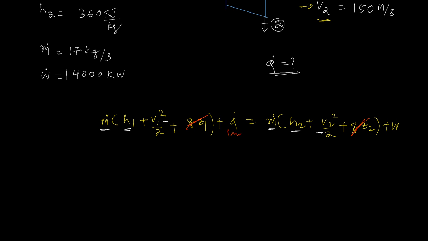So w dot is also given. So simply we have to plug in those values which are given to us, and we need to find out the value of Q dot.